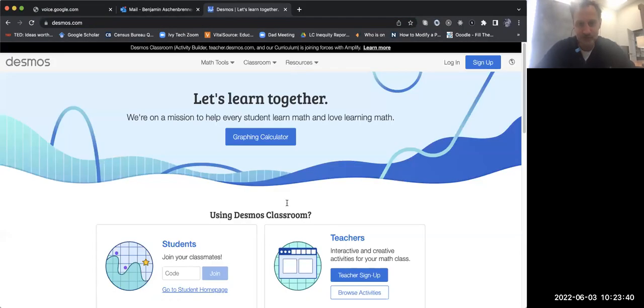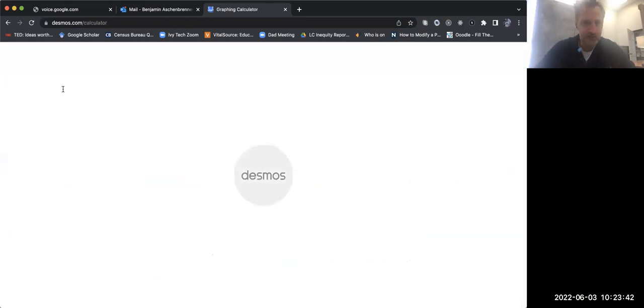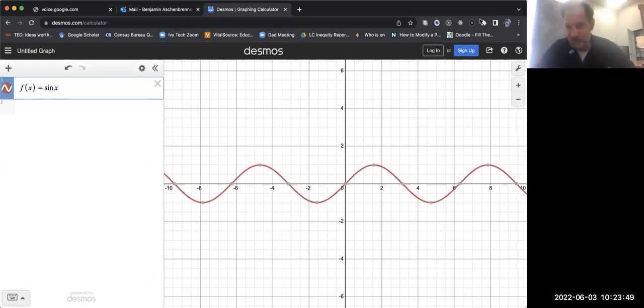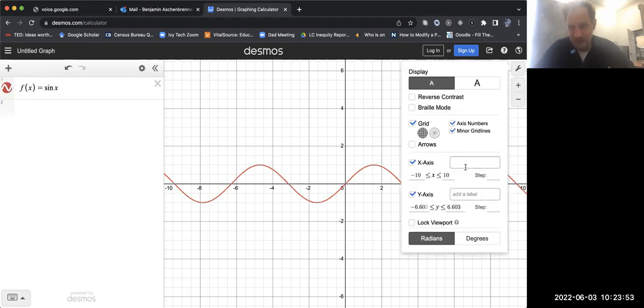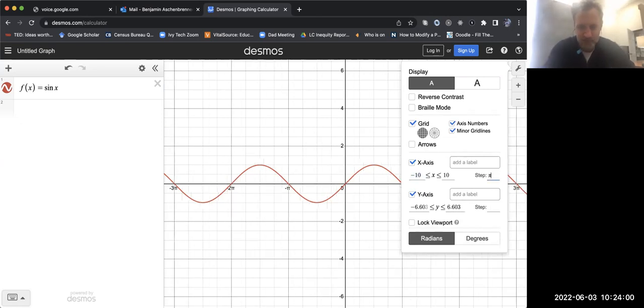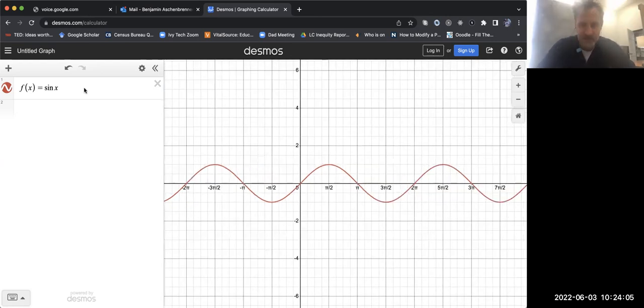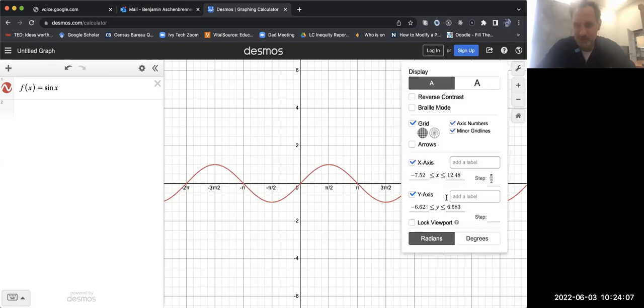Okay, so just go to the graphing calculator, and I'm going to graph a bunch of these things in sequence just so you can see it, right? So there's sine x. There's a little wrench over here. I can change. I don't care what the range is, but I want to do this in pi halves. There we go. So I'm going to change the y-axis to -2.